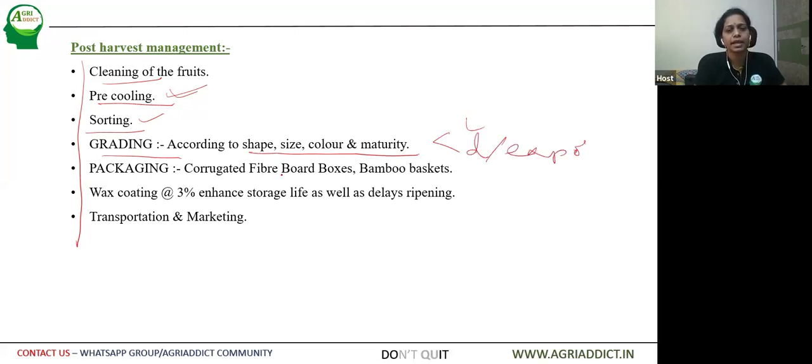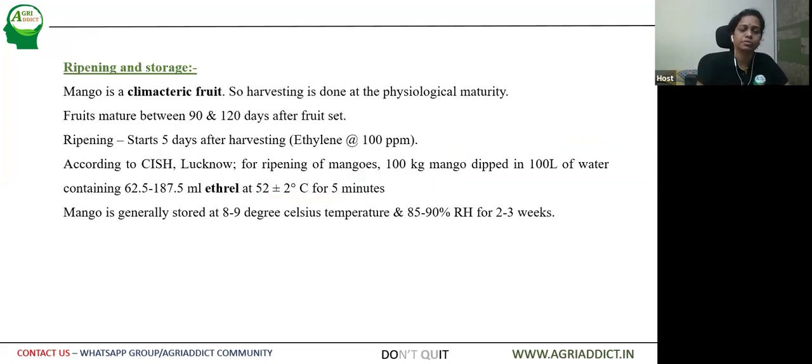There are specifications. Then packing, generally made in bamboo baskets or CFB boxes. Then wax coating is normally given for export, that is Waxol at the rate of 3%, to enhance storage as well as to delay ripening. Then transport and marketing by different means like air transport, road transport, and sea or water transport.